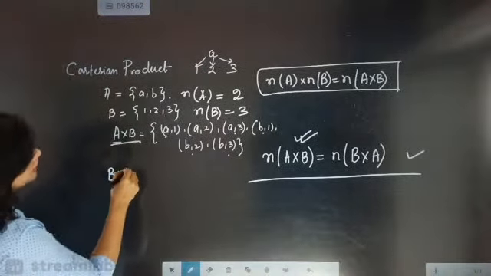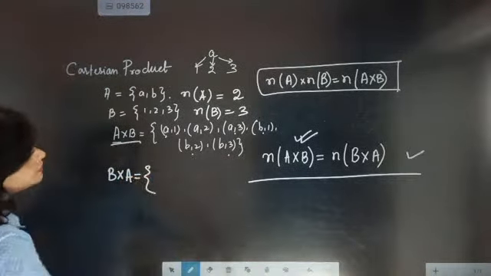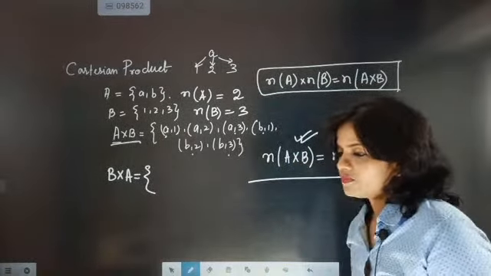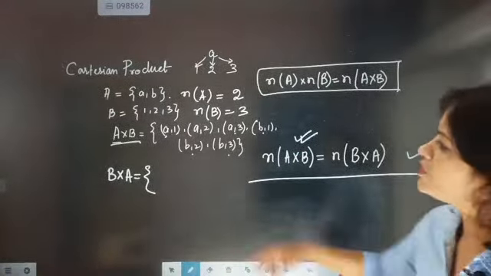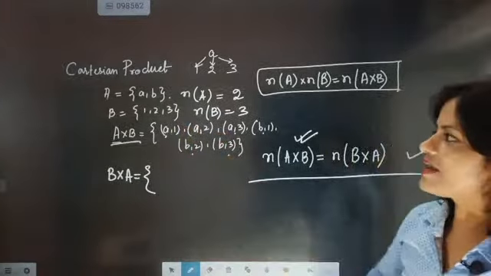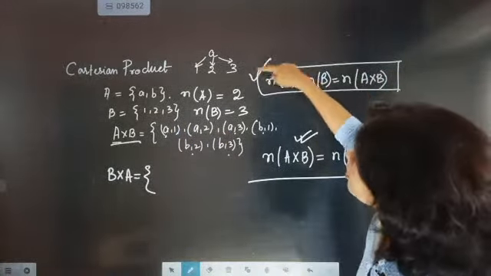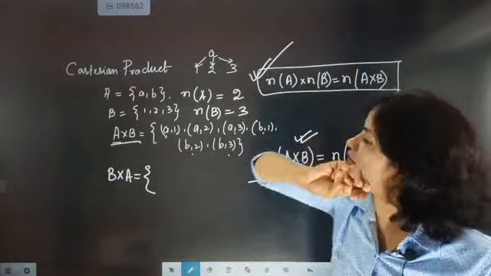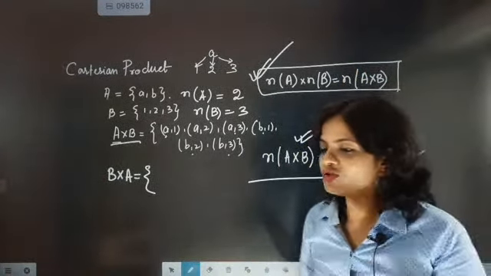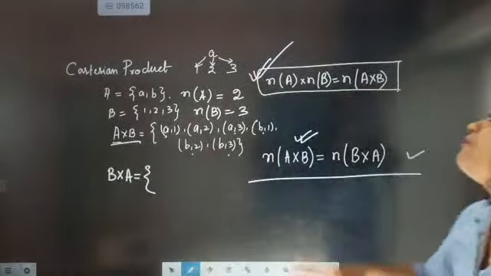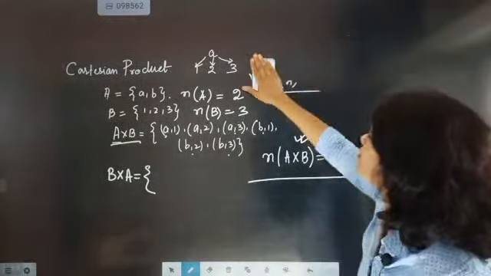So when you will be writing B cross A, how are you going to write? Come on, this is your work now. Tell me how you are going to write B cross A. B is containing the elements. Whenever you write B cross A, this is a very important formula. I talked about Cartesian, just remember this one. It's very important and very interesting also.